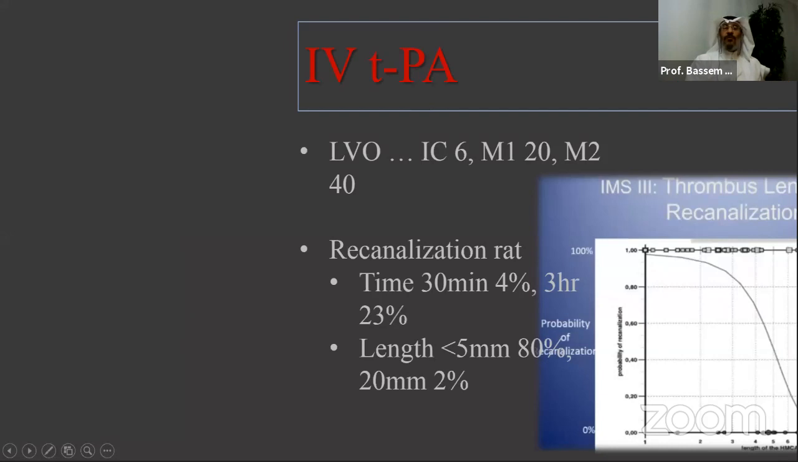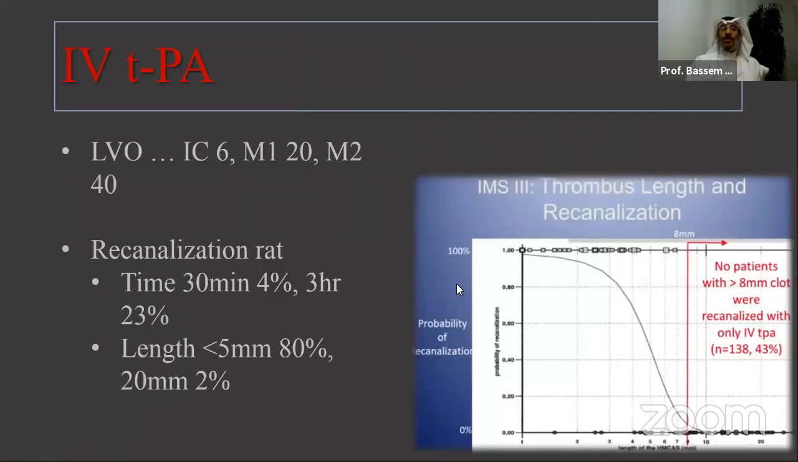On the other hand, if we look seriously and critically into the effectiveness of IV TPA on large vessel occlusion, we find the more proximal it is, the less the chance and percentage for it to revascularize, like the internal carotid is only 6% compared to a more distal occlusion. The recanalization rate also improved with a shorter, smaller thrombus rather than a longer, larger thrombus.